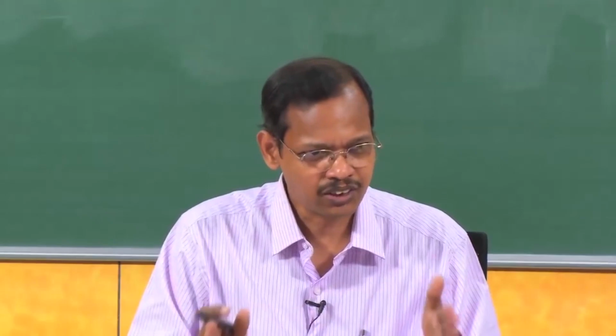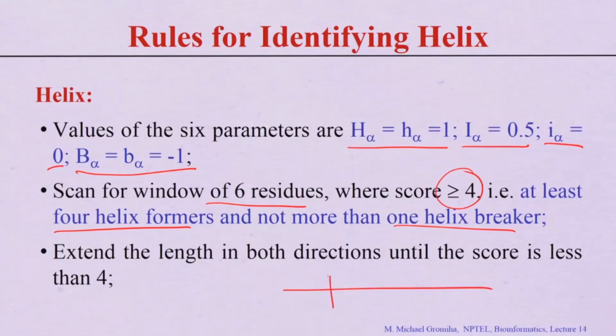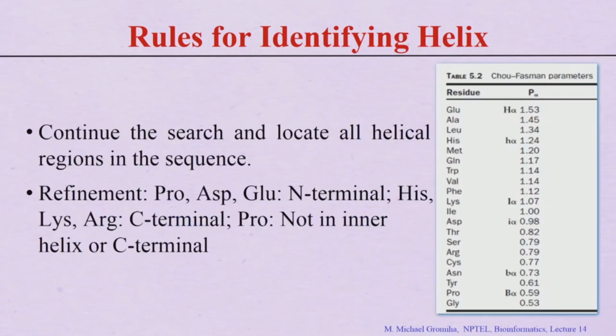Then you can extend the directions. For example, if this is the sequence and you find this is the helical segment, then you can extend and see whether the score goes down or not. If the score is still high, for example the preferred residues are present together, then you can add up, and finally you can add up to here to make the complete helix. So, now how to do this, to continue the search, there are some conditions we can assign for the terminals. For example, you can see some residues which are mainly in the N terminal, some of them at the C terminal, and proline, as we discussed, is not present in the inner helix because it will form turns.